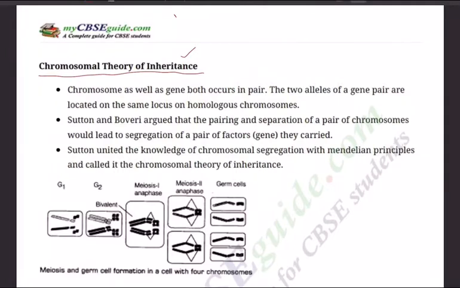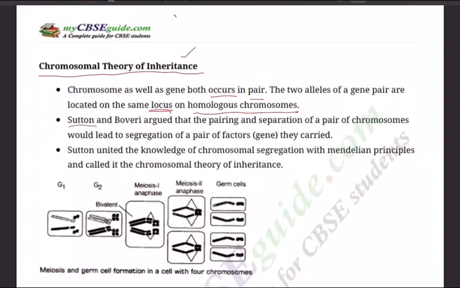First point, chromosome as well as gene both occur in pairs. So there will be pairs of chromosomes and gene pairs. We call them alleles. The two alleles of a gene pair are located on the same locus. Locus is the position on a chromosome. And I said just now, homologous chromosomes. So where are the genes located? Two genes, they are called alleles. Alleles are present at the same position on homologous chromosomes.